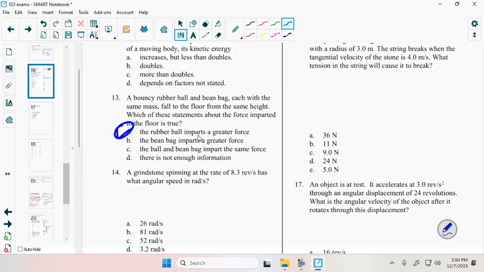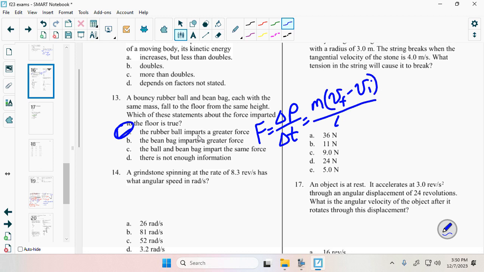They don't impart the same force. Again, it comes about because of this equation. F is equal to delta P over delta T. That is M times VF minus VI over delta T. If this is 0, that means that this is small. If this is not 0, that means that the force is big. A rebound velocity causes your force to be bigger.